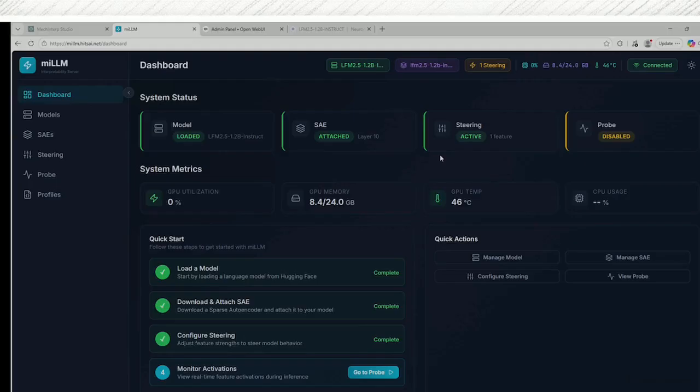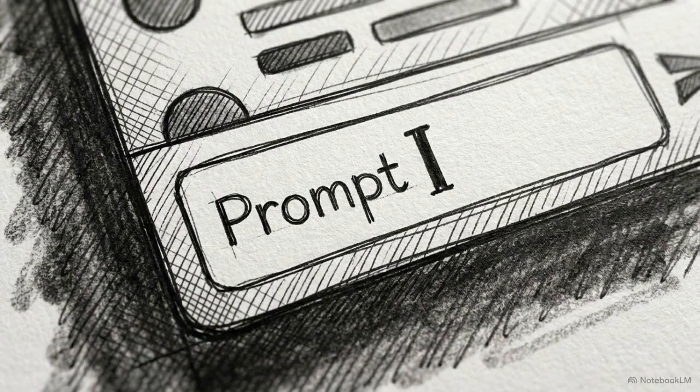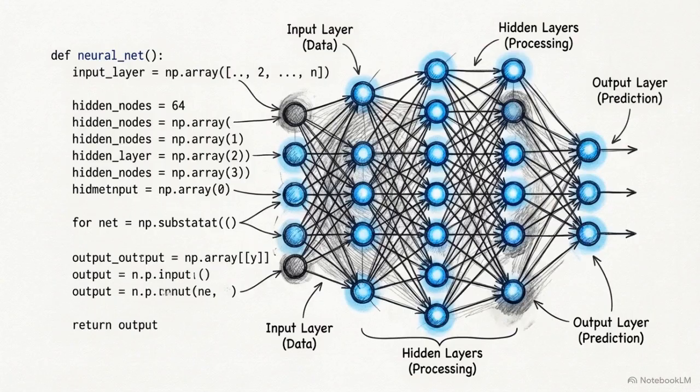To follow this workflow, you will need a running miLLM server with an active model and sparse autoencoder connected to Open WebUI. Mastering these steps moves us beyond traditional prompt engineering and into the direct programmatic control of AI logic.